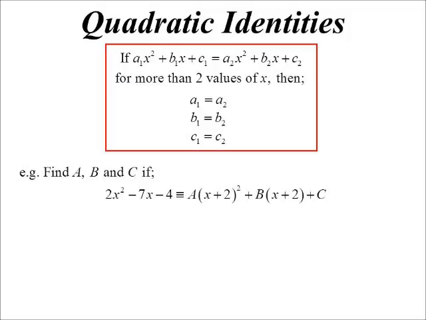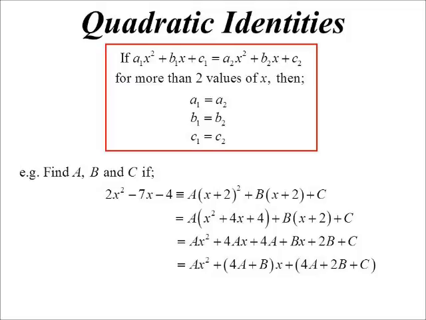Rather than saying this is equal to this for more than two values of x, often you'll see them use the congruent symbol instead. Congruent meaning exactly equal to. Okay? So it's an identity. So we see that. We know the coefficient of x squared must equal the coefficient of x squared, the coefficient of x must equal the coefficient of x, and the constant must equal the constant. So what we need to do is to work out which is which. So I could expand the right-hand side out and then group the x squareds together, the x's together, and the constants together. So ax squared and so on.